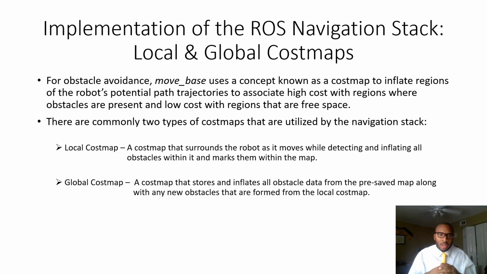And the way that these two cost maps differ is that the local cost map is a cost map that surrounds the robot itself and follows the robot as it's moving around, and it detects and inflates all obstacles within it and marks them on the map. A global cost map is one that stores and inflates all obstacle data from the pre-saved map if I am using one, which in this case I am, along with any new obstacles that are formed from the local cost map. So the global cost map, you can essentially think of as possessing all of the obstacle data from the local cost map, along with any other obstacle data that may be there from the pre-saved map or any other excursion.